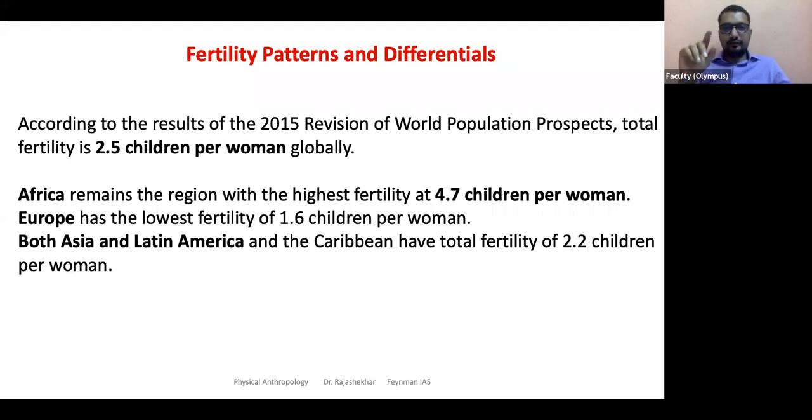So we are seeing the differentials, differences in fertility at various places in the world. Europe has the lowest fertility with 1.6 children per woman. So meaning every two women are having only 3 children here, whereas in Africa, two women are having 10 children. Look at the difference. Whereas in Asia, as well as Latin America and even the Caribbean islands, total fertility rate is slightly higher, 2.2 children per woman. So these are some differentials in fertility rates.